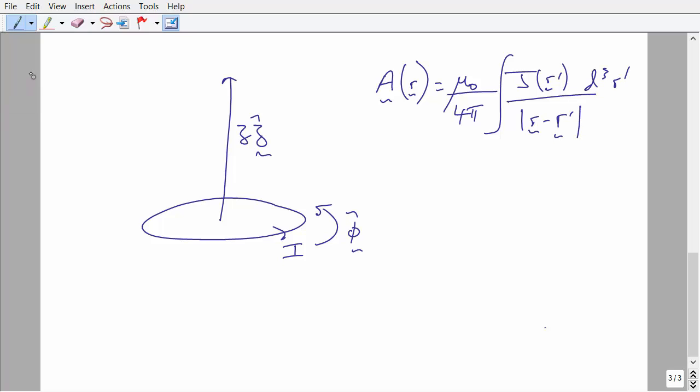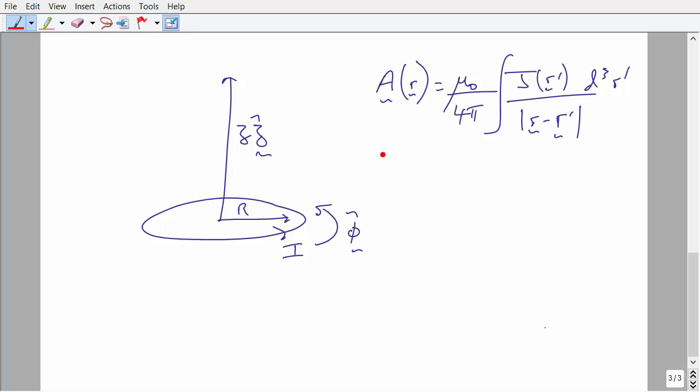Okay, so this is our old problem, the one that we studied before. Here is our current loop. It's of radius R. And we put the current loop in the xy plane. We're interested in the magnetic field at this point, or in the first case we're interested in the vector potential at this point here, a distance z above the center.